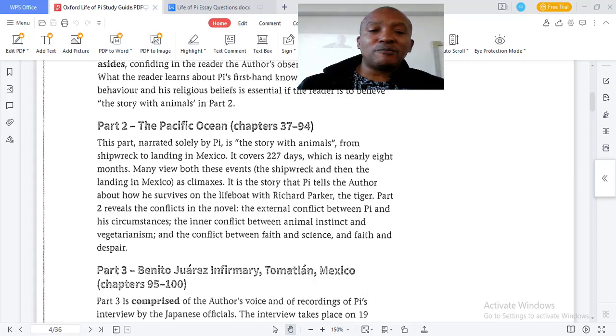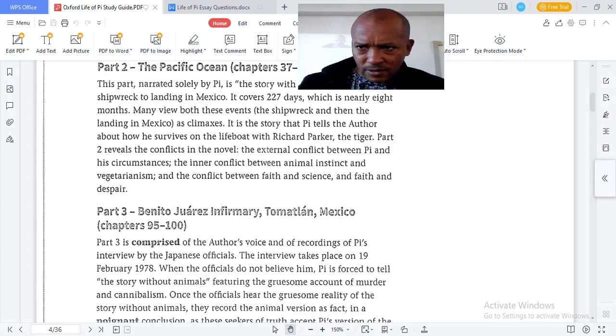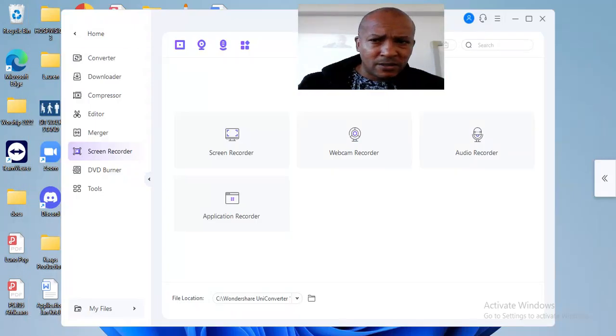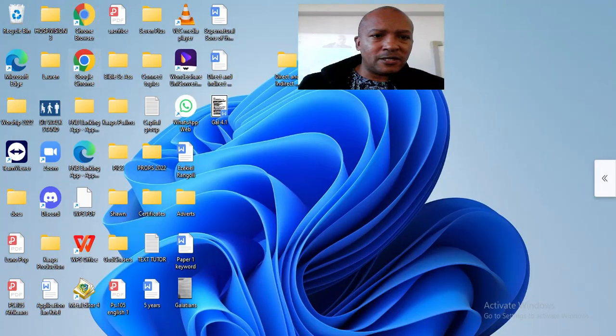Then many view both these events, the shipwreck and then the landing in Mexico, as climaxes. It is the story that Pi tells the author about how he survives on the lifeboat with Richard Parker. So you can already make this note.